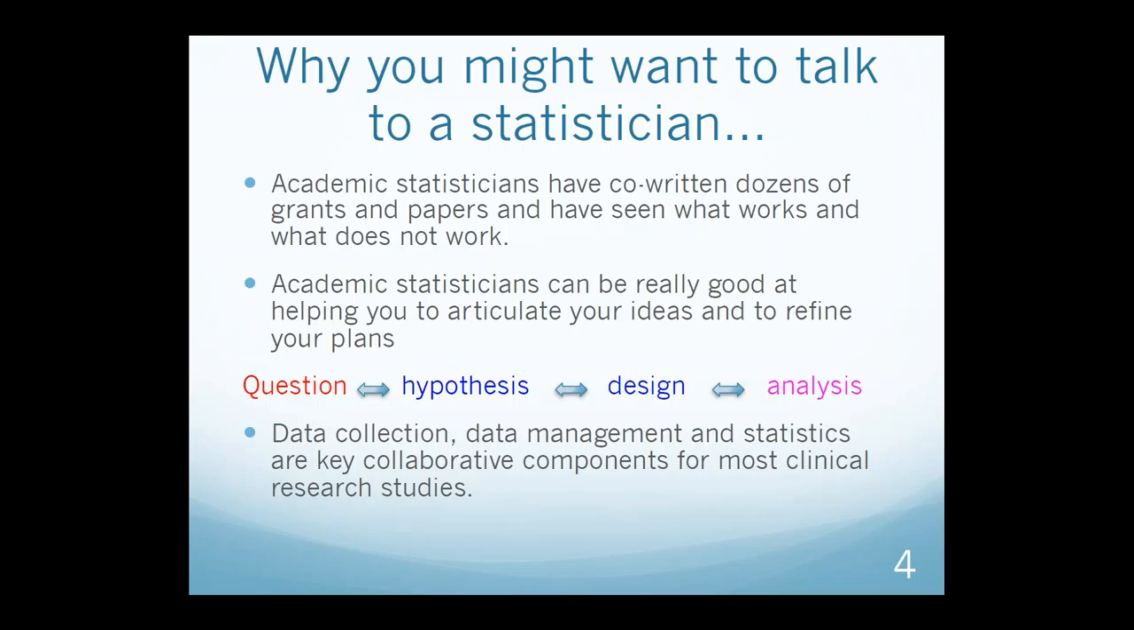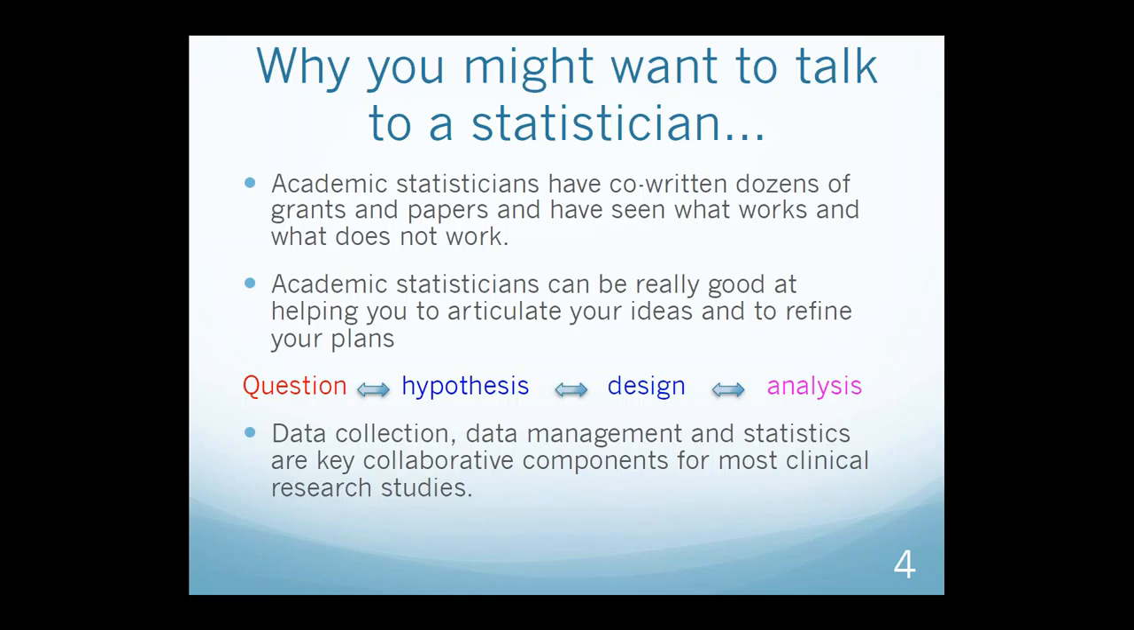So you might want to talk to a statistician, but why, right? So academic statisticians have co-written dozens of grants and papers, and they have seen what works and what doesn't work, for sure. So it would be a great help when you contact them at the beginning of your study. And also, they can be really good at helping you to articulate your ideas and to refine your plan. Usually, we start with a question, and then we go from question to hypothesis, and then we design the study, and then we do the analysis. But it can go the other way around, too. So we can start with a simple analysis, and then it would lead us to our question, and then we set our hypothesis and design.